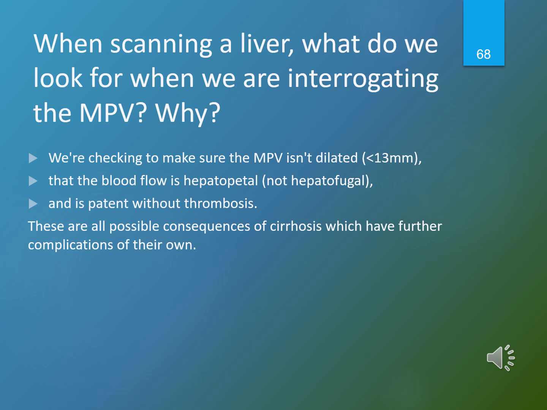We're checking to make sure that the main portal vein isn't dilated. We want it to be under 13 millimeters. 13, unlucky number, right? If it's over 13, that's unlucky, that's bad. Bad things are happening. We are also checking to make sure the blood is hepatopedal, pedal, toward, walking toward the liver, not hepatofugal, fugal, away. And we want to make sure that main portal vein is still patent without thrombosis. These are all possible consequences of cirrhosis, which have further complications of their own.